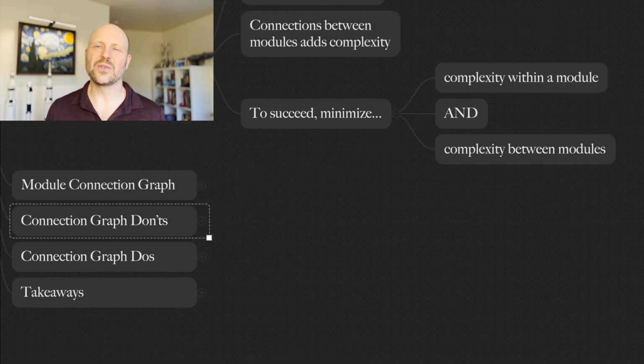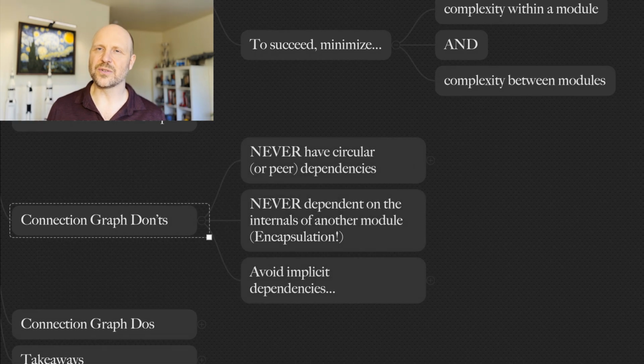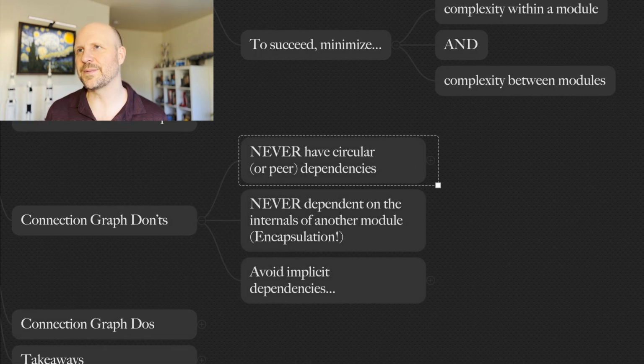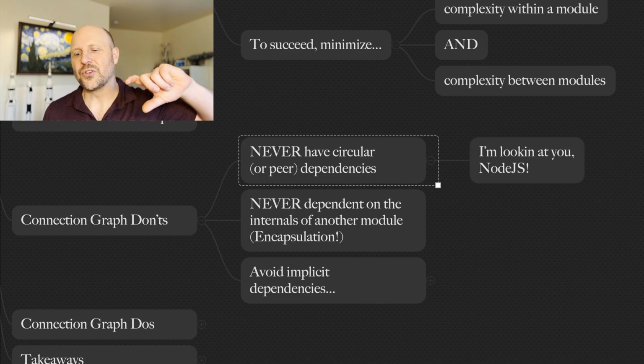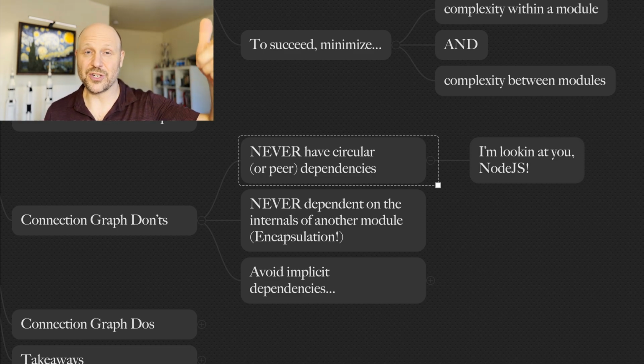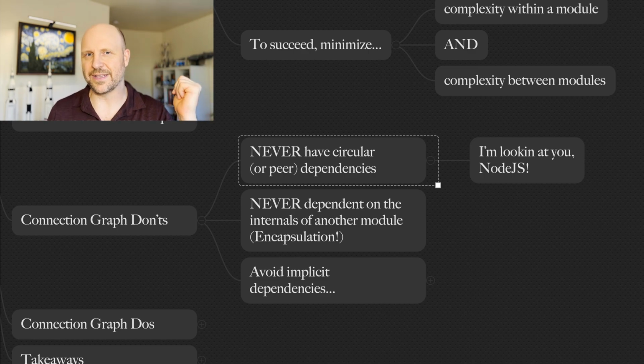So let's dive into the do's and don'ts. We're going to do don'ts first. So, connection graph don'ts. The first one we already said a little bit: never have circular dependencies. Just don't do it. By definition, circular dependencies are going to create complexity. If you have a module depending on another module, which in turn depends back on you, literally you've almost created an infinite loop of dependency there.